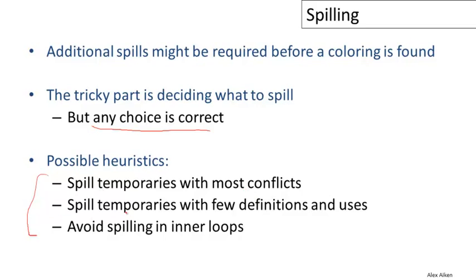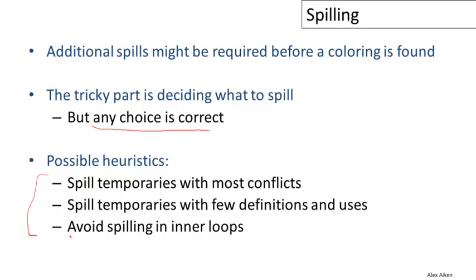Another possibility is to spill temporaries that have few definitions and uses. And here, the idea is that by spilling those, since they're not used very much, the number of loads and stores we'll have to add will be relatively small. And so if a variable just isn't used in very many places, then the actual cost in terms of additional instructions that are going to be executed to spill it is relatively small.